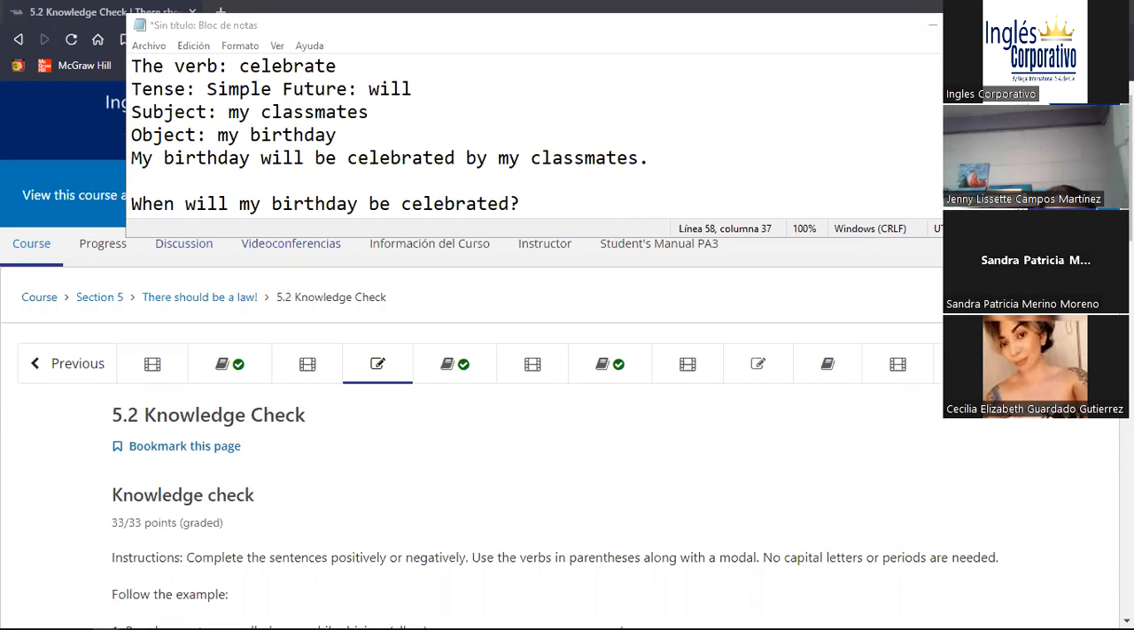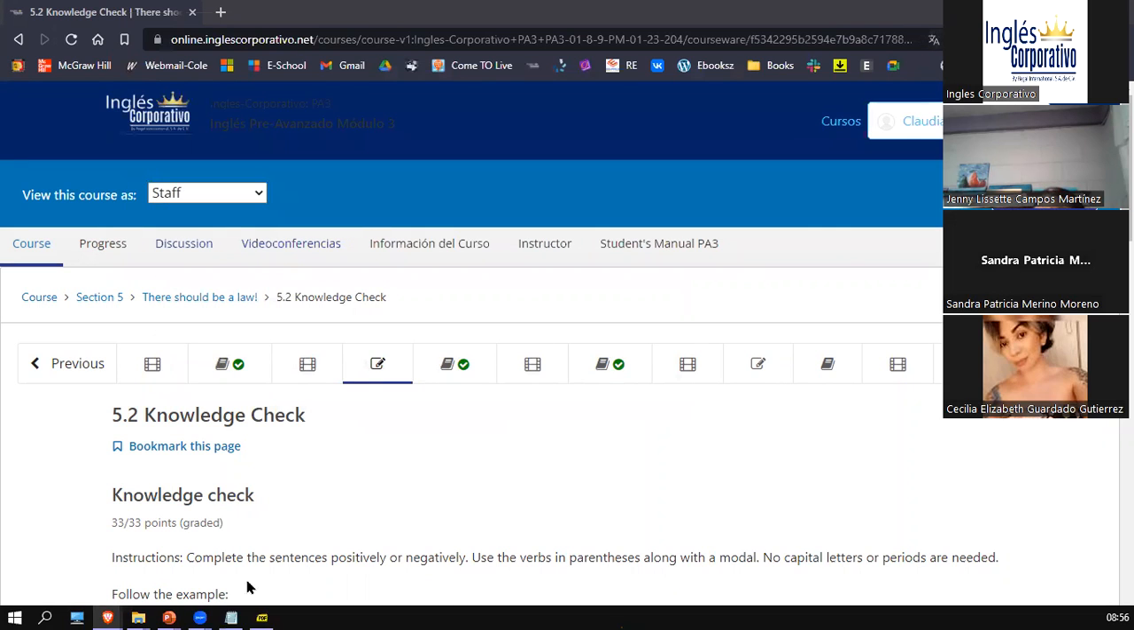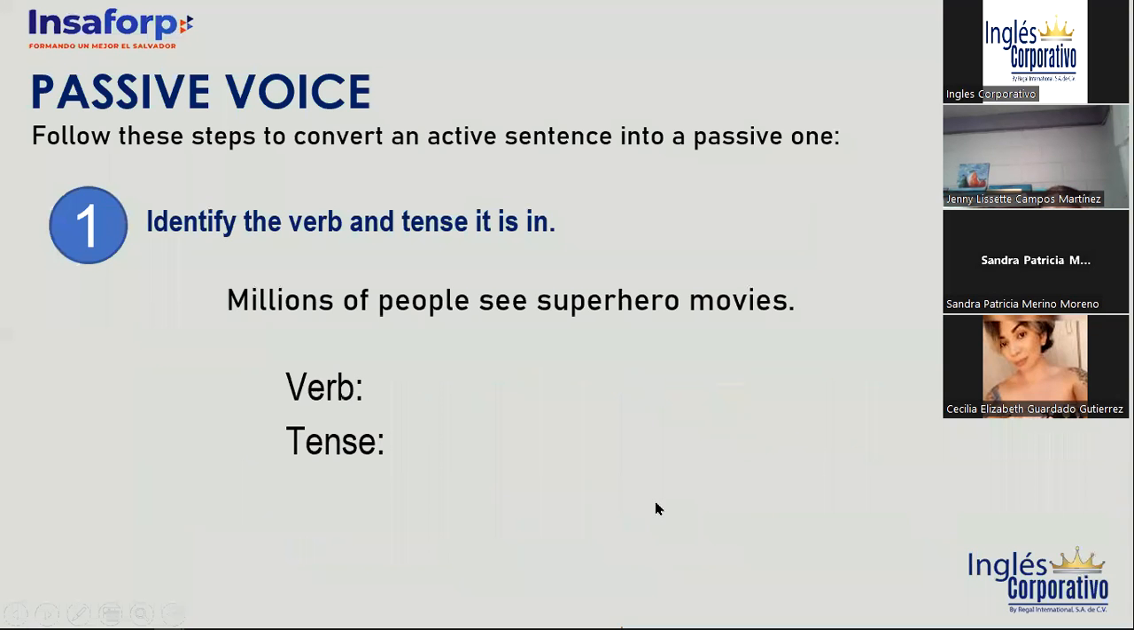Bueno, pues, entonces me alegra que vayamos comprendiendo mejor lo que es la voz pasiva. No sé si ustedes recuerdan ayer que les comentaba, parece complicado, pero no lo es. Todo lo que tenemos que hacer es seguir los pasos, right? Those steps that you need to follow. ¿Verdad? Entonces vámonos acá a los pasos nuevamente y revisemos, repasemos, ¿verdad?